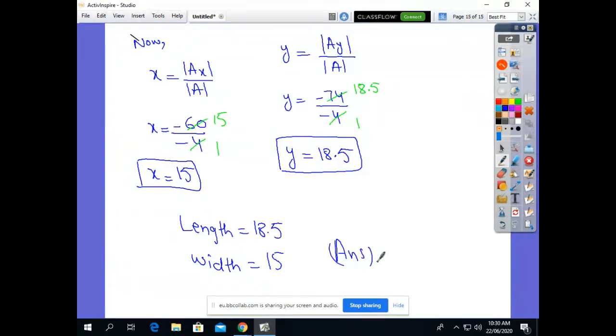Okay. Now we have only 1 minute left. You solve the first part, and the second and third parts, yourself at home. Repeat it again and again and practice how to solve equations with the help of Cramer's rule.